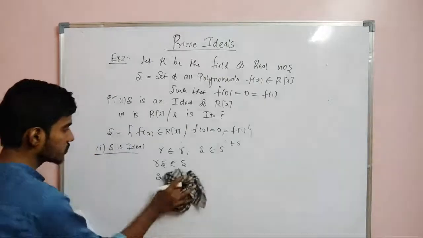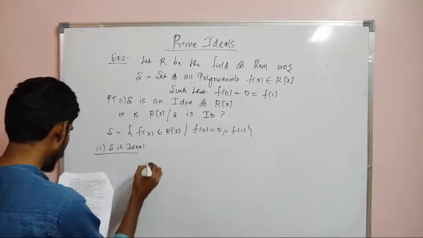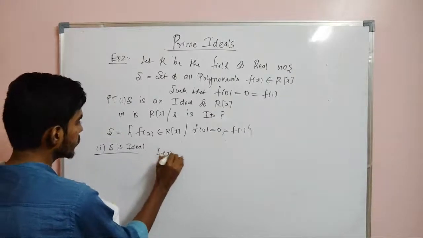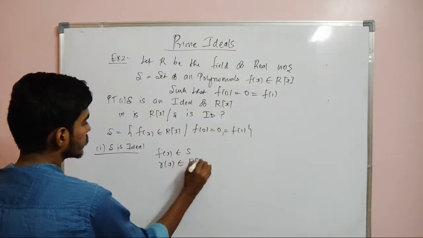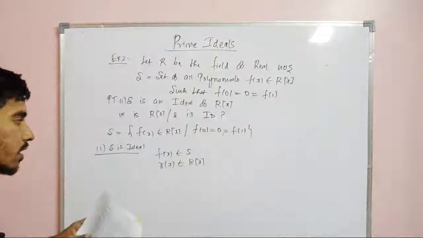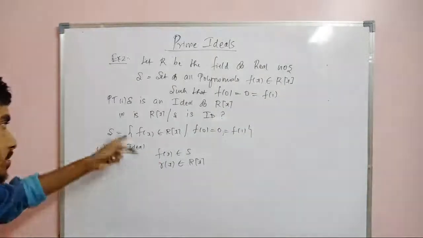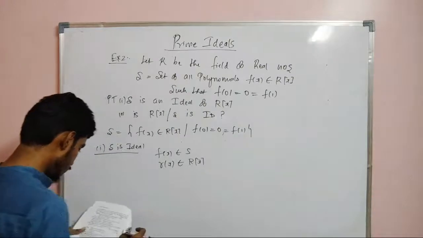Now we will prove this. This is the condition for left ideal. So for that I am going to take an element f(x) in S and an element r(x) in R[x]. So I am taking one element in S, and one element in the ring R. I need to show that the product of the two elements is in S. Now I am going to define another function, which is t(x).